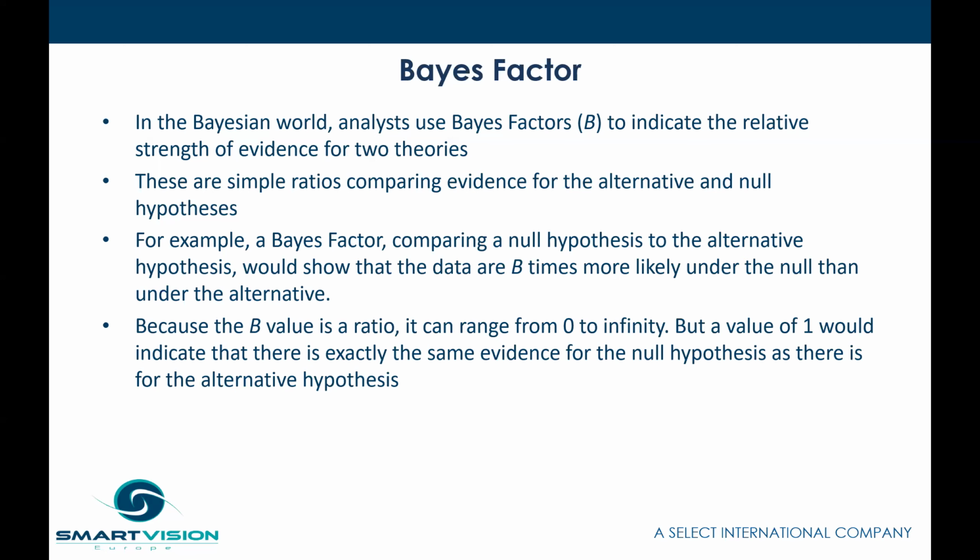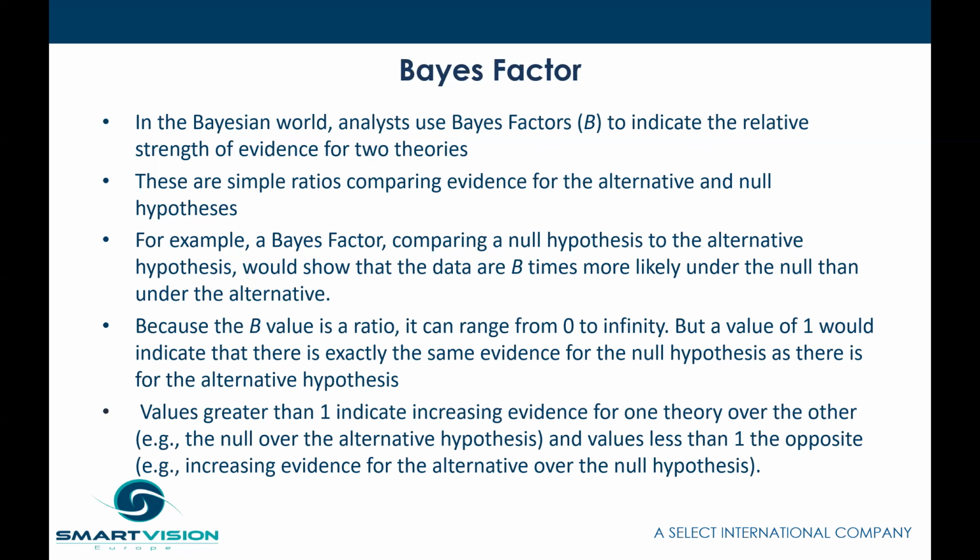Whereas a B value is a ratio, it can range from 0 to infinity. But if the value is 1, then obviously that means there's as much evidence for the null hypothesis as there is for the alternative hypothesis. It would mean they're equally likely, and we would therefore say there's not much evidence that one's true over the other. And that's very intuitive to us.